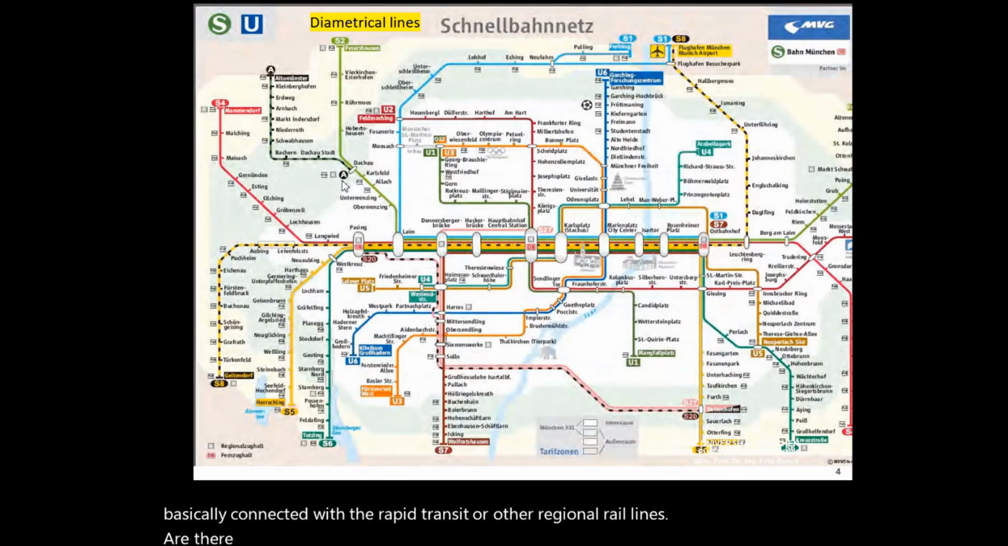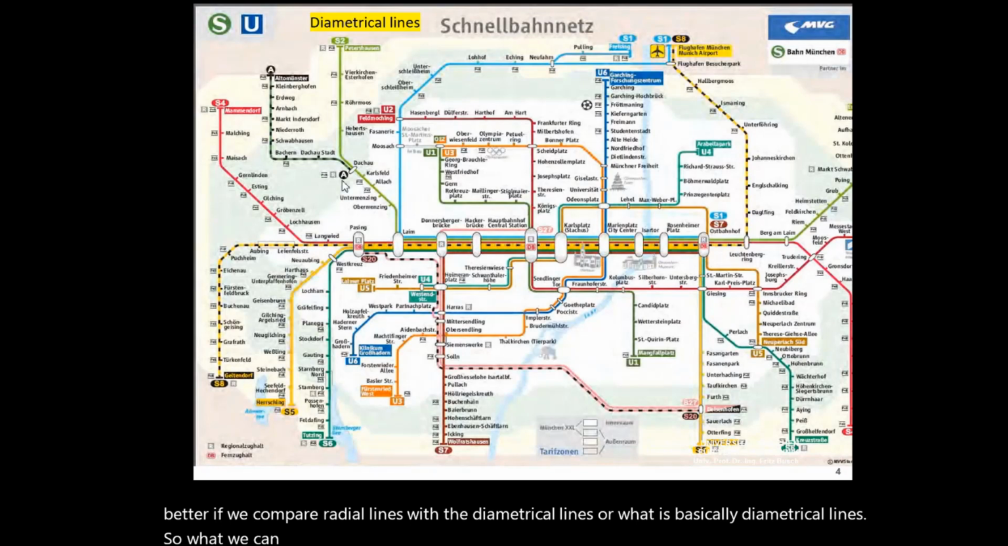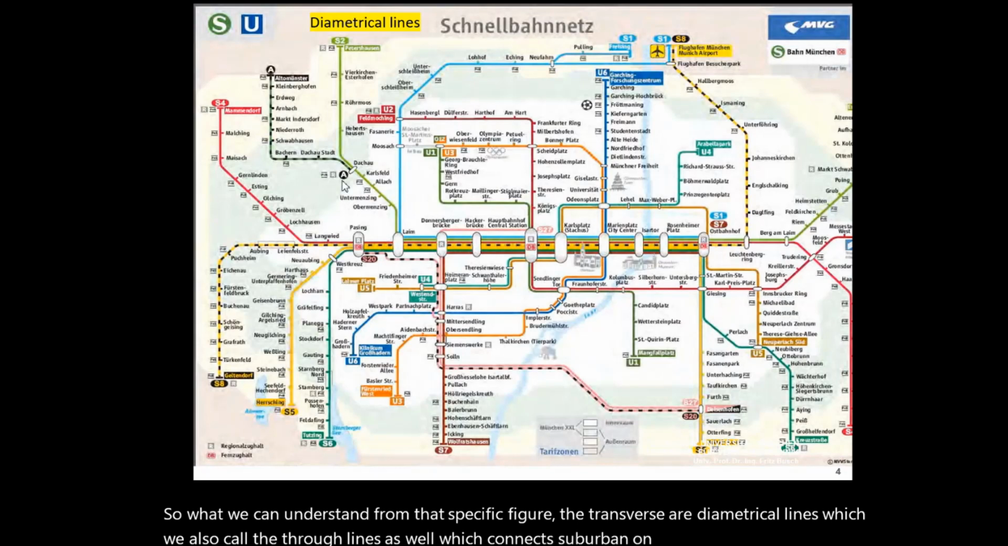This is the typical example of the diametrical lines. We will try to understand which one is better if we compare radial lines with the diametrical lines, or what basically diametrical lines are. So what we can understand from that specific figure, the transverse are diametrical lines, which we also call the through lines as well, which connect suburbs on different sides of the city center.